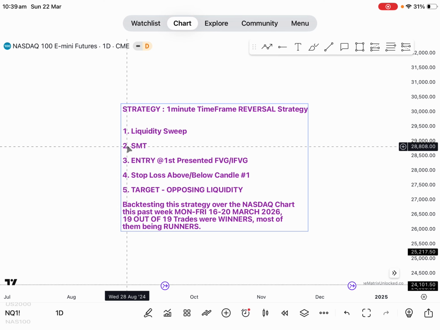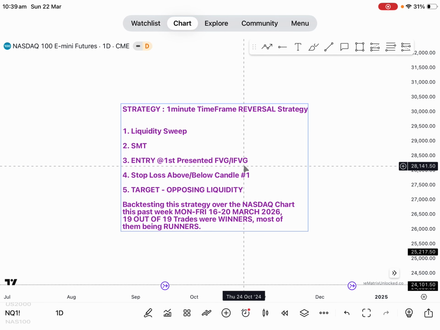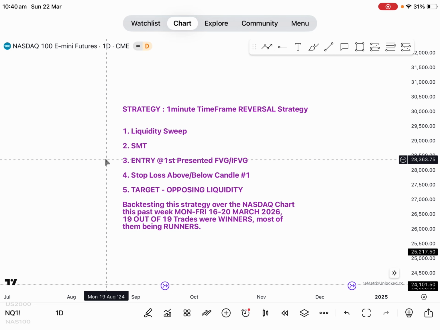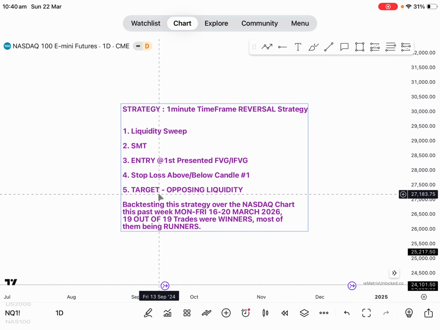That's it. Once you see them, enter at a first presented fair value gap or inversion fair value gap, whichever comes first or whichever suits best. You're going to see once I go into the charts later. Stop loss right above or below the candle number 1. So if it's long, just below the candle number 1. If it's short, just above the candle number 1. And the target is opposing liquidity.